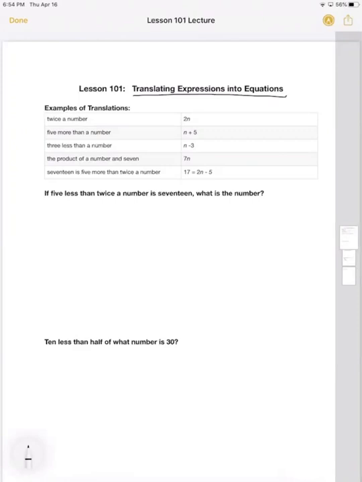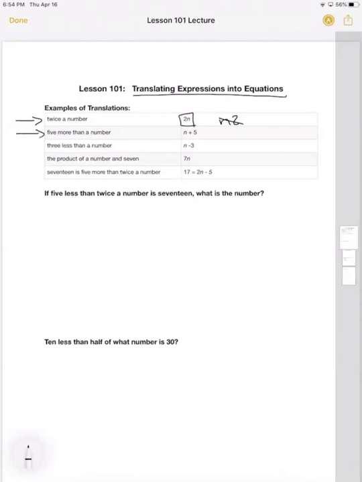So let's look right here on the left side of our table. What if we want to express twice a number mathematically? Twice a number we would just write as 2n. Notice you write 2n, not n2. You do not write n2. The 2 as a factor goes before the variable. Let's look at the next one.